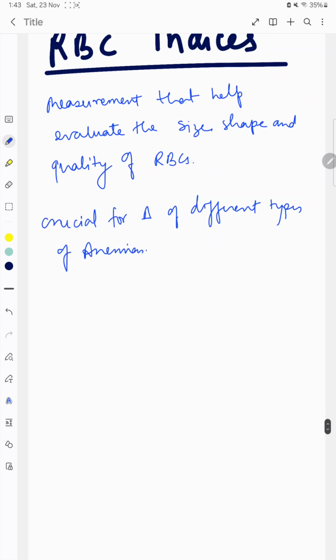So what are they? Some of the examples of RBC indices are MCV, MCH, MCHC and RDW. Now we'll cover them one by one. First is MCV, also known as mean corpuscular volume. As the name suggests, it's a volume.